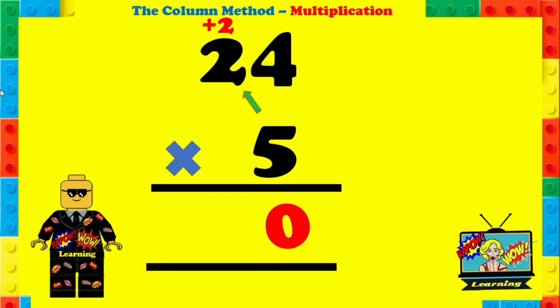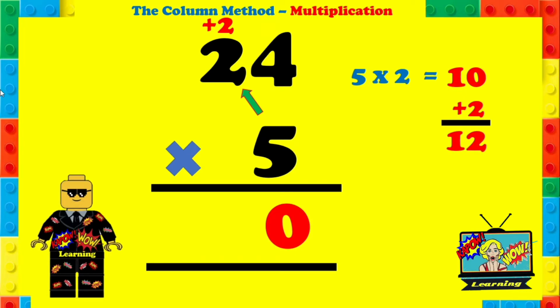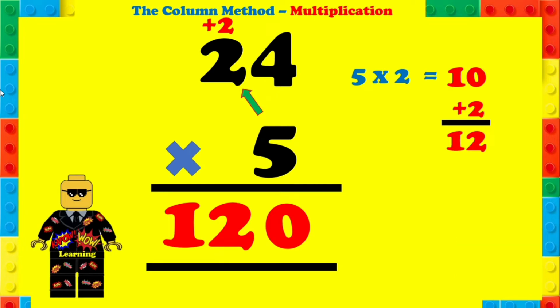You've guessed it, 5 and the 2. So we're going to 5 multiplied by 2. But don't forget the plus the 2, so we're going to add that 2 that we carried over. So 10 plus 2 equals 12. And we're going to now add that on. So 24 multiplied by 5 equals 120.